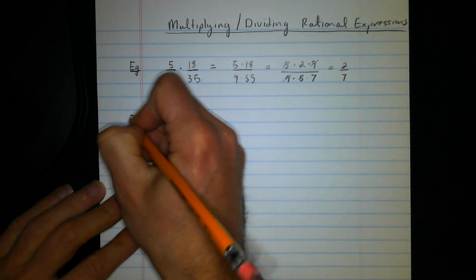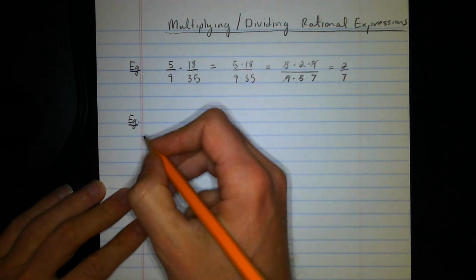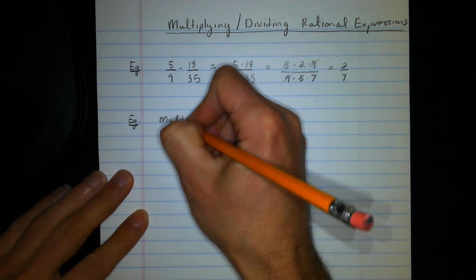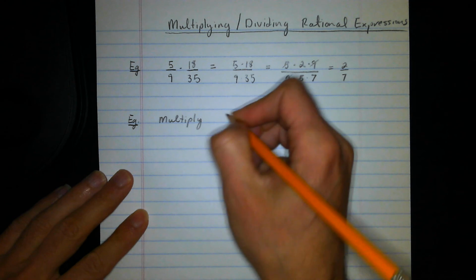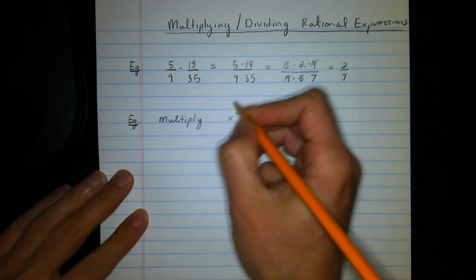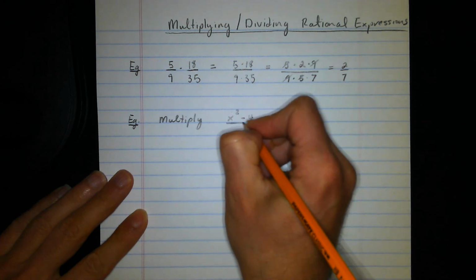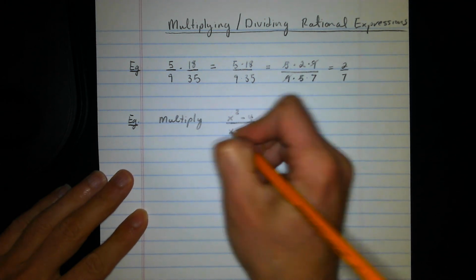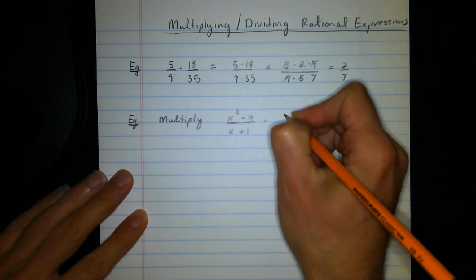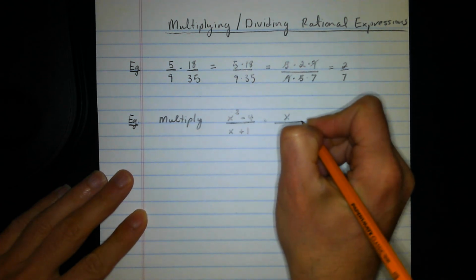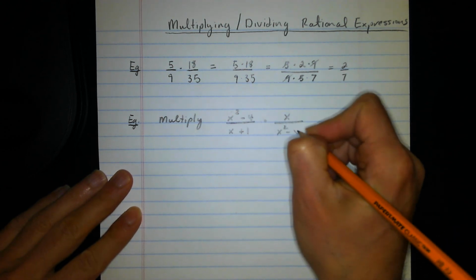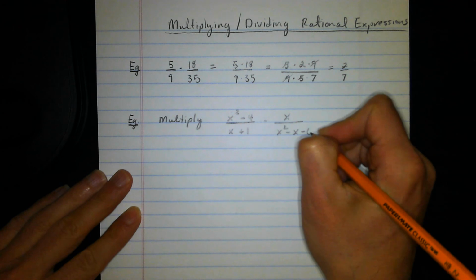so supposing I ask you to multiply x squared minus 4 over x plus 1 times x over x squared minus x minus 6.